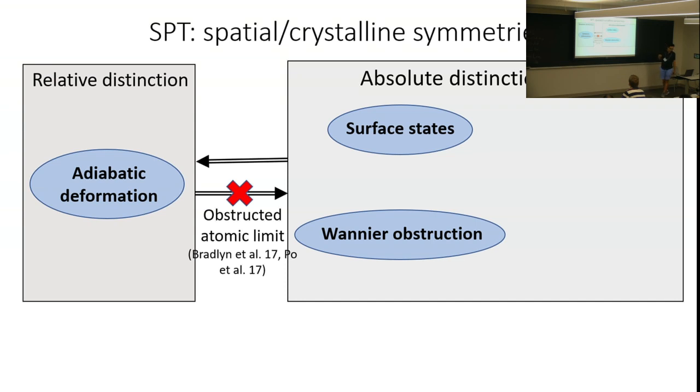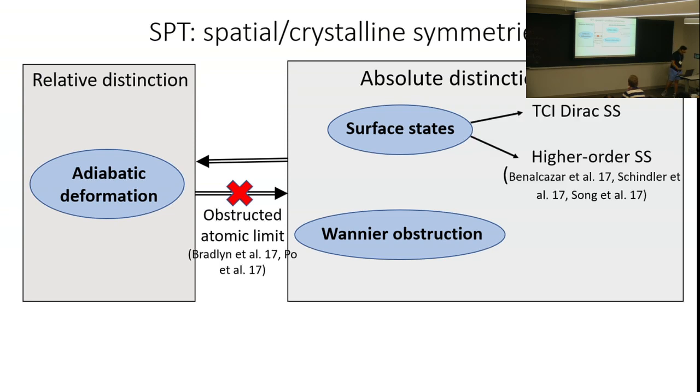So let me first review what are symmetry-protected topological phases in the context of internal symmetries, not crystalline symmetries. And I'll be mostly focused on the case of free-fermion systems. So the standard way to define symmetry-protected topological phases is through the notion of adiabatic deformation. So we say that two phases belong to distinct symmetry-protected phases if we cannot deform one to the other without closing the bulk gap or breaking the symmetry. And this splits the space of Hamiltonians into distinct equivalence classes under this notion of adiabatic deformation that's captured by the so-called K group.